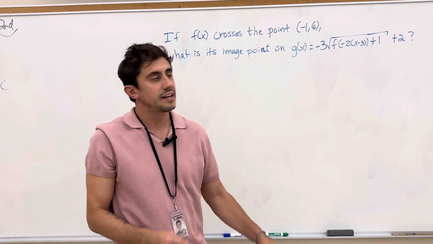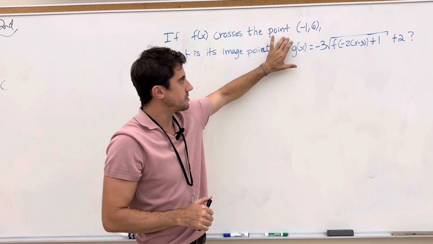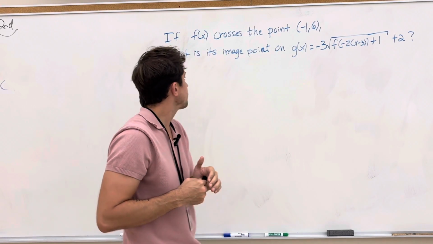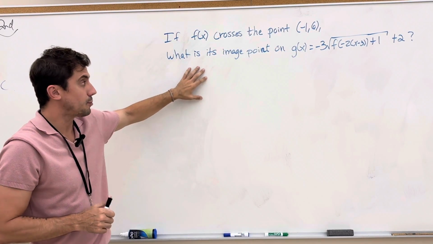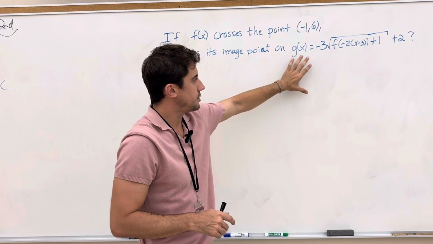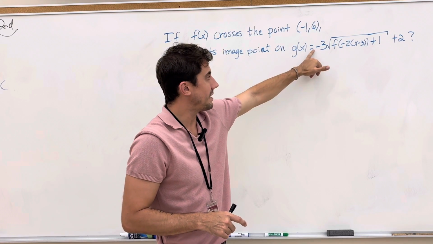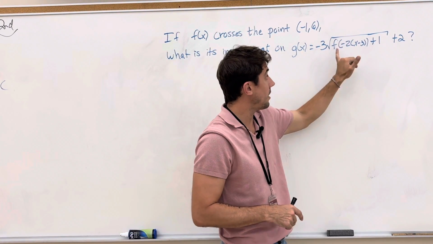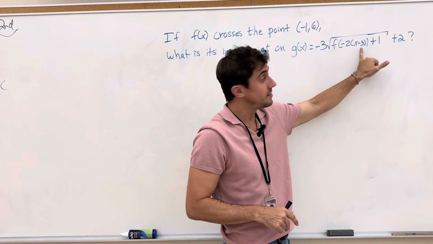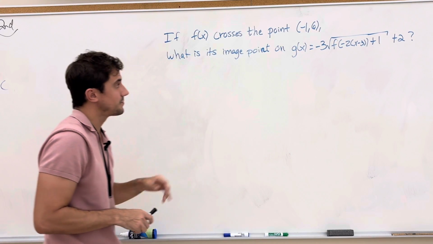Good afternoon, everyone. Today we are looking at some function f(x) that we are told crosses, i.e. goes through, the point (-1, 6). And we're looking to find its image point, i.e. the point it gets mapped to, when we take the function g(x), which is the resultant transformation on the function f(x), described by -3 times the square root of f(-2x - 3) + 1, and finally, plus 2, okay?